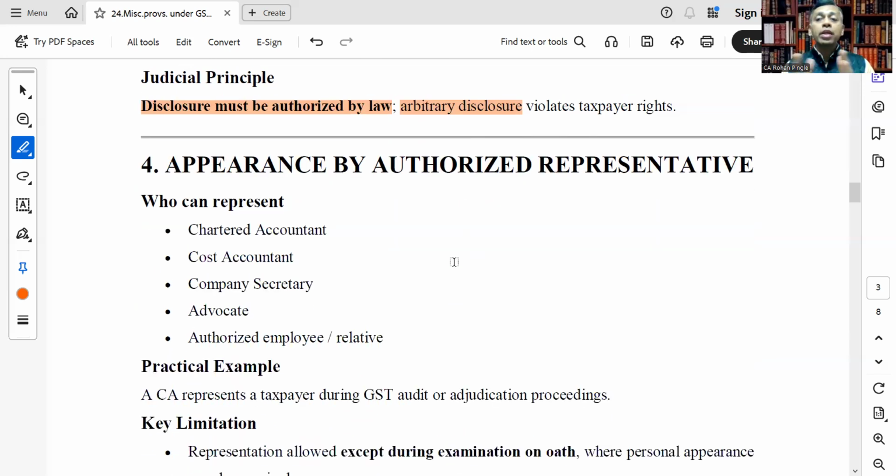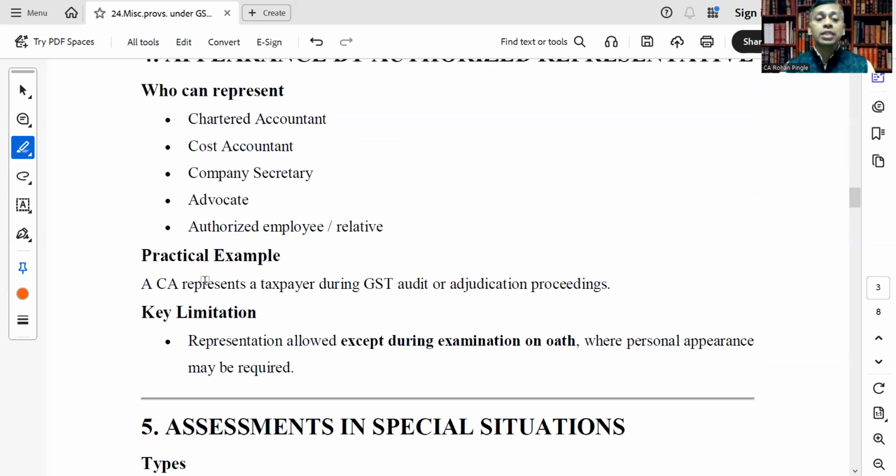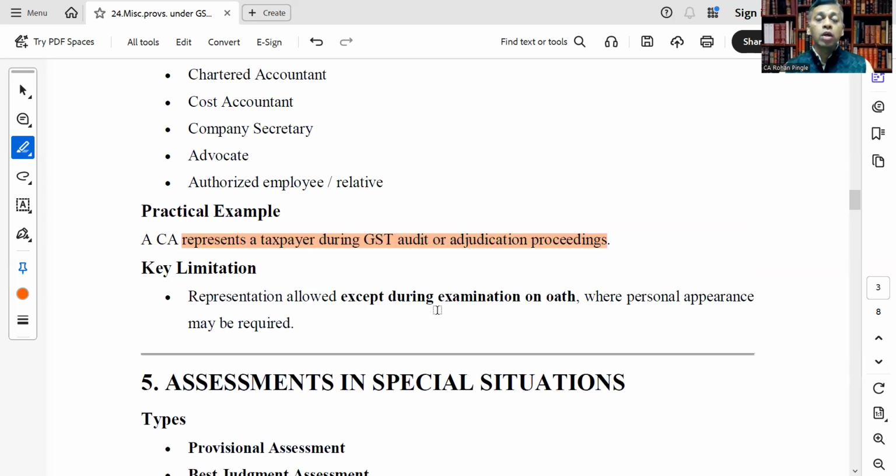Next, appearance by authorized representative. Who can represent? A chartered accountant, cost accountant, company secretary, advocate, and also an authorized employee or relative can be an authorized representative. So a CA represents a taxpayer during GST audit or adjudication proceedings. The key limitation: representation is allowed except during examination on oath, where personal appearance may be required.